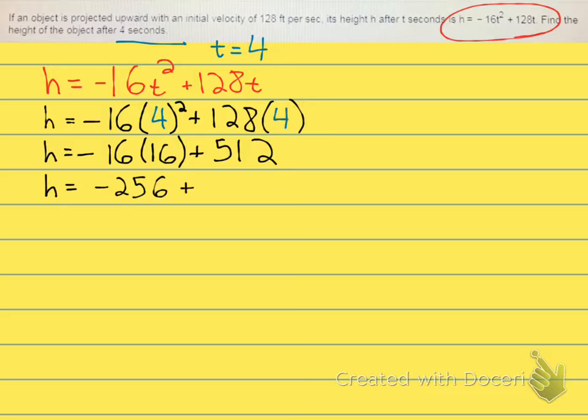All right, so if anybody knows computer language, this is all binary here. And we have negative 256 plus 512. Put that in your calculator. And H will equal 256. Okay, 256, and I think that's in feet.